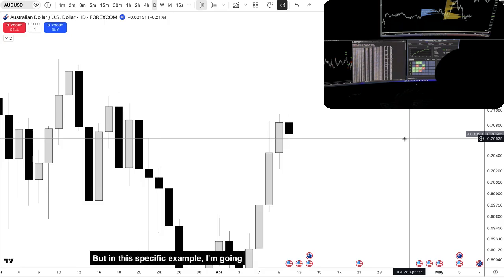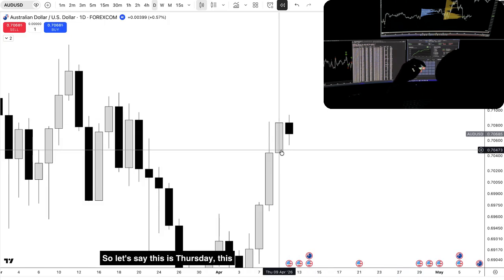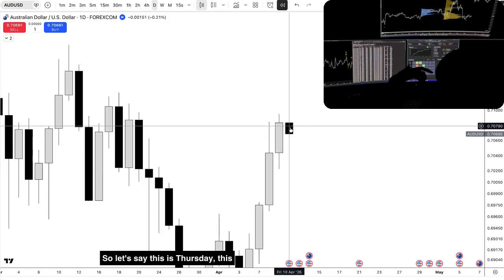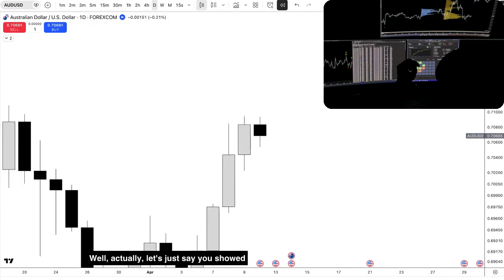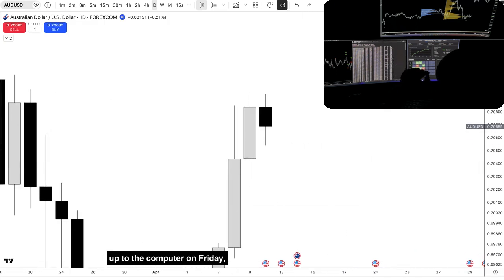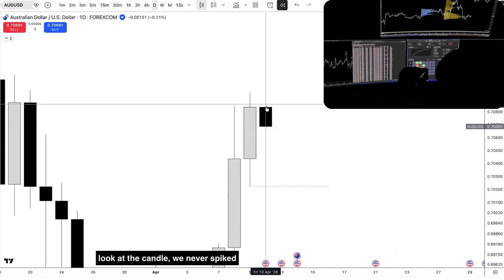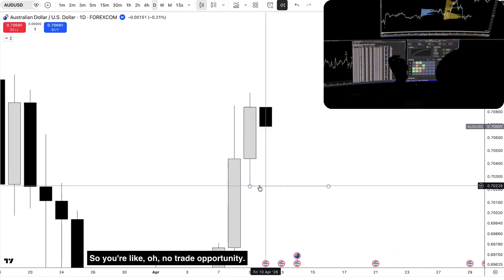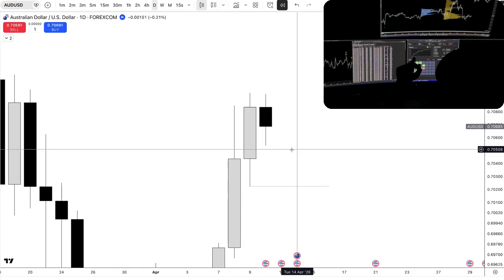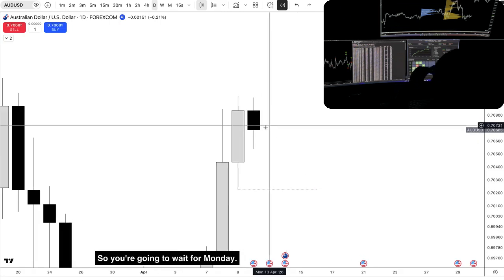But in this specific example, I'm going to be showing you the importance of patience. So let's say this is Thursday, this is Friday. Well, actually, let's just say you showed up to the computer on Friday. You had Thursday's low marked out. Friday, look at the candle. We never spiked out Thursday's low. So you're like, oh, no trade opportunity. And that's fine. So you're going to wait for Monday.